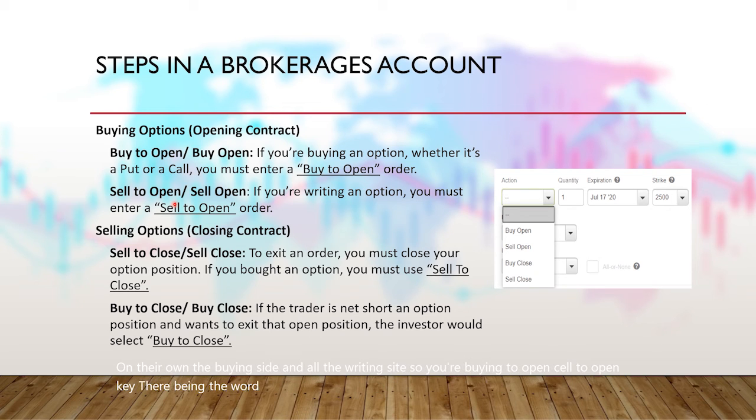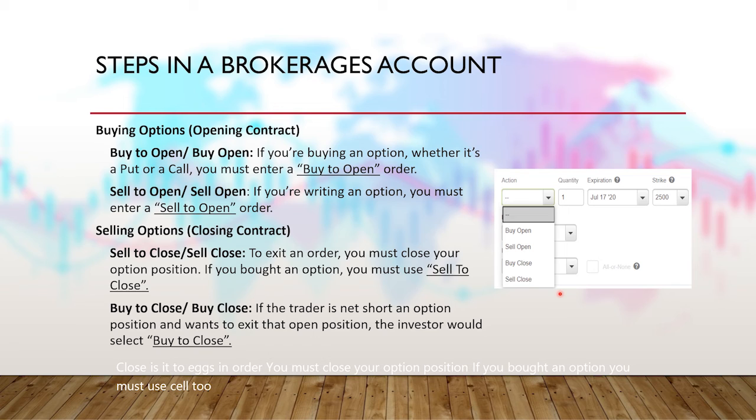Now, selling. This is when you're closing the contract. You're exiting out of it. You want to lock in a profit or you want to minimize the loss. So sell to close. Sell to close is to exit an order, you must close your option position. If you bought an option, you must use sell to close.